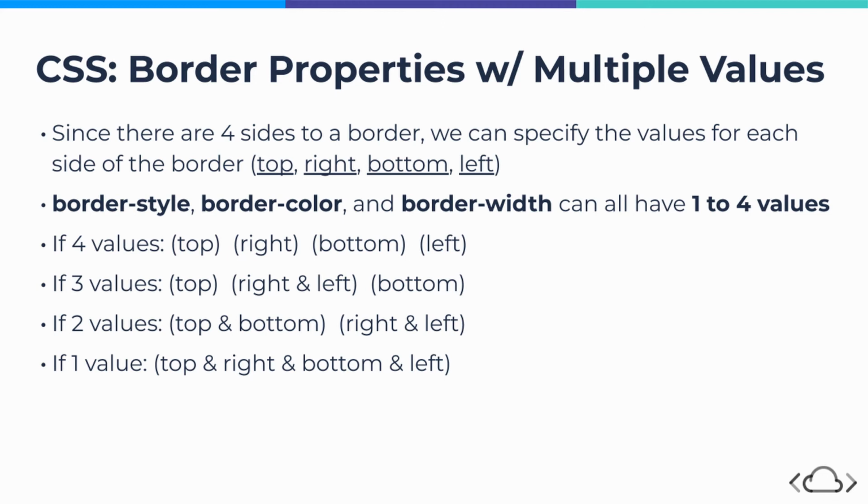Things get a little trickier going to the 3 values. The first value will take the top. The second value affects the sides, which is the left and the right. And the third value affects the bottom. When we type in 4 values, the first would affect the top, the second affects the right, the third affects the bottom, and the fourth affects the left. It's a little hard to remember at first, but you'll remember it after you do it a couple of times yourself.